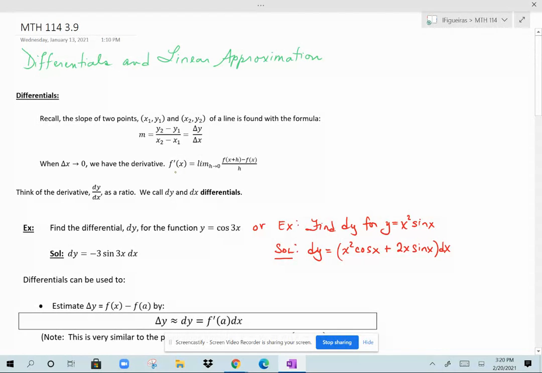But remember that the notation for the derivative can also be written like this, dy over dx, which looks somewhat like our original slope formula. When you think of it in terms of dy over dx, we're going to consider it as a ratio, an expression of a numerator and a denominator. And that numerator and denominator, dy and dx, are called differentials. And differentials have meaning.